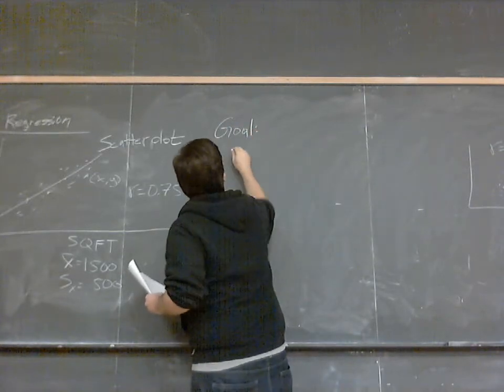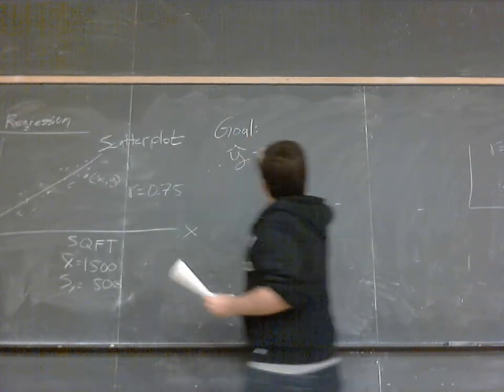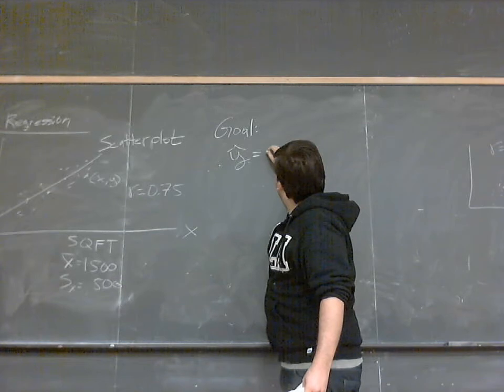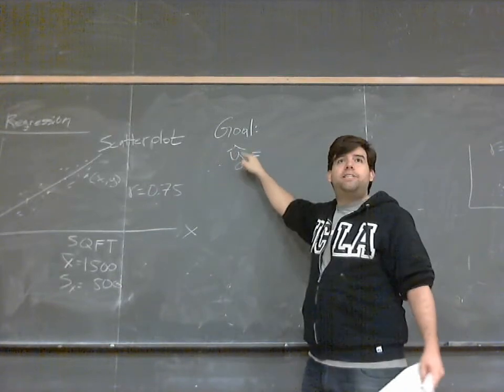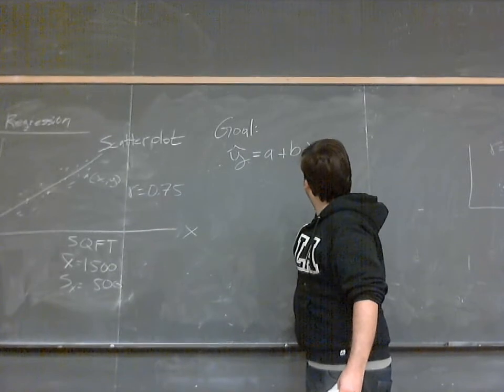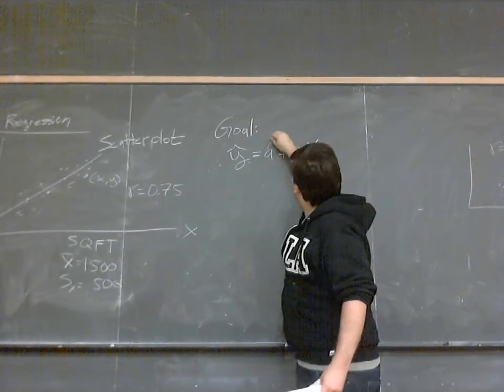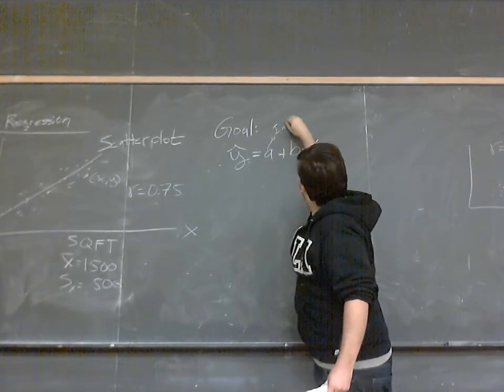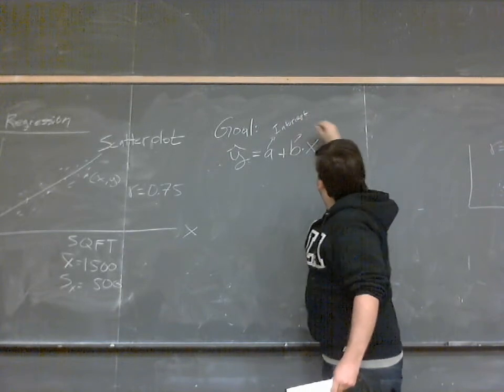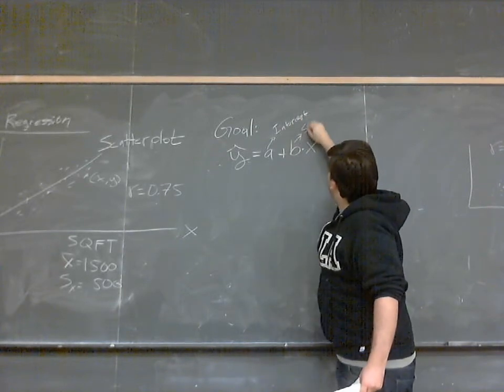Our goal is to find the equation of the line that best fits the data. We write it as y hat, meaning predicted y, equals a plus bx, where a we call the intercept, and b we call the slope.